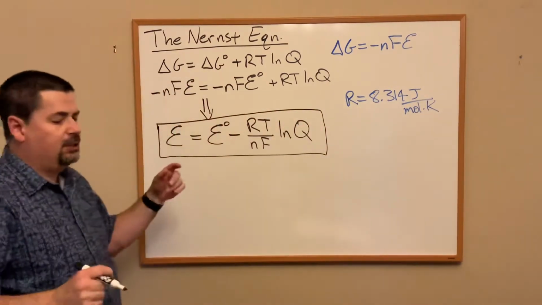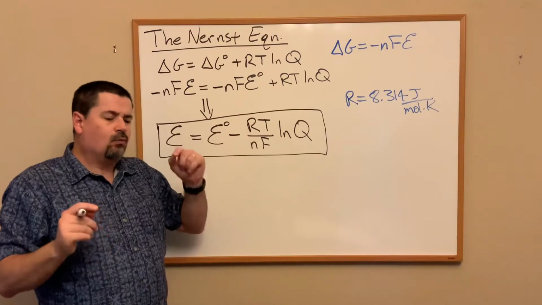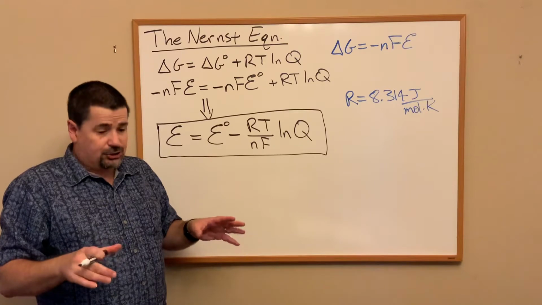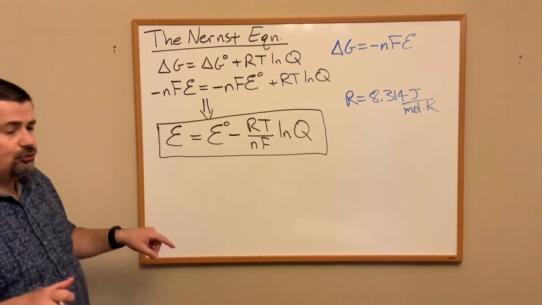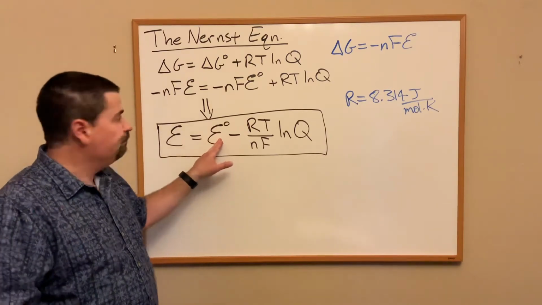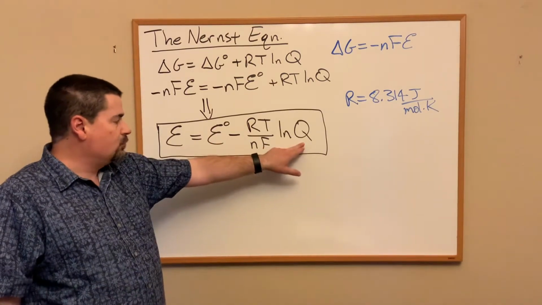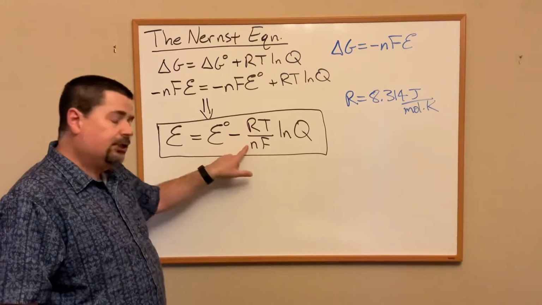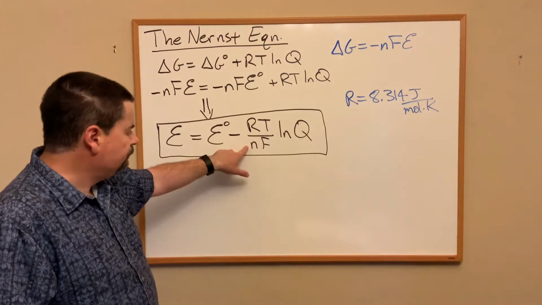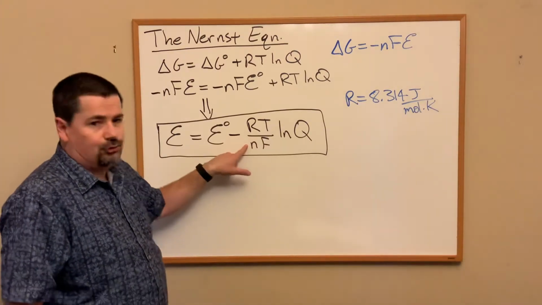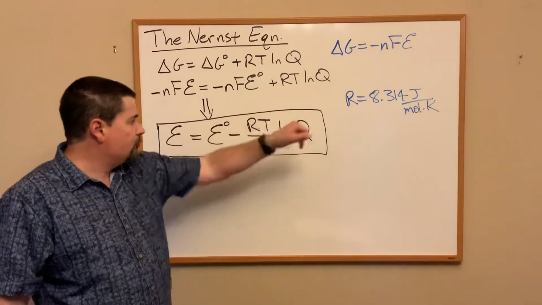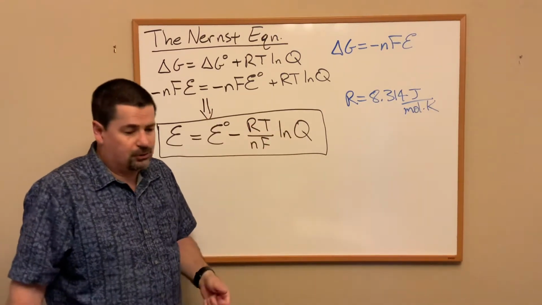So if we have a system that is not at 1 molar for all the concentrations, then we would use the Nernst equation. We take the E naught, which we would typically get from a table, and then we plug in our actual concentrations. We need to figure out how many electrons were transferred. On Monday's workshop, I'll go over some problems like this. F, of course, is the Faraday, R is our gas constant, T is our Kelvin temperature.